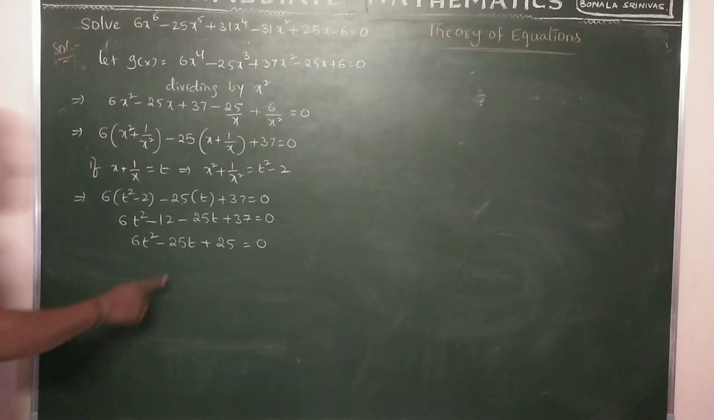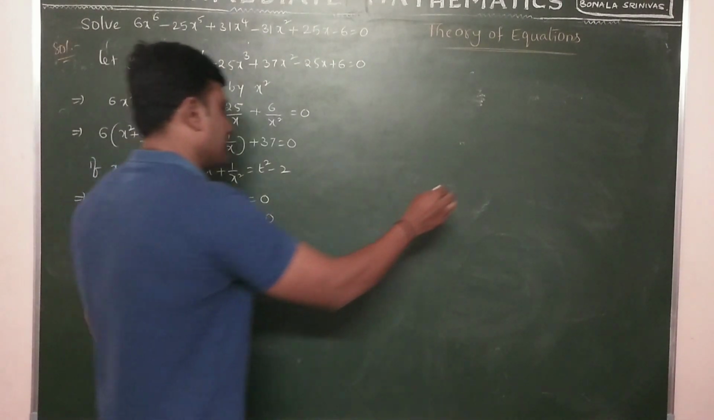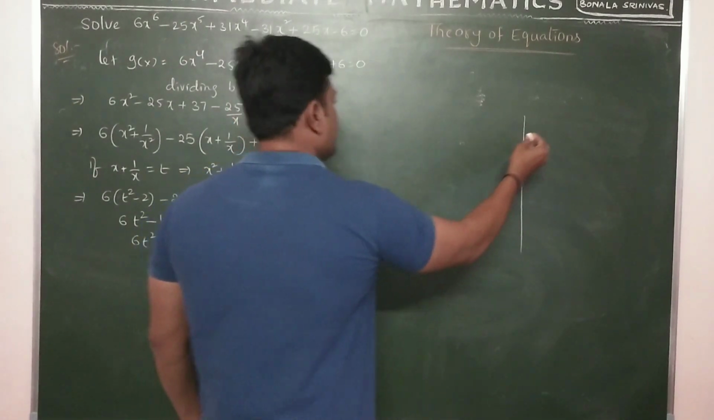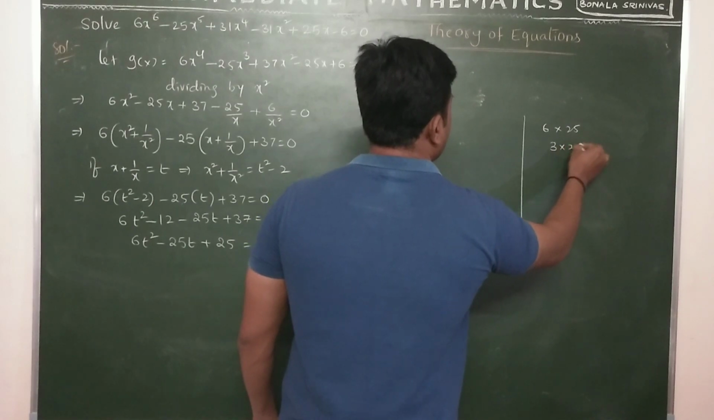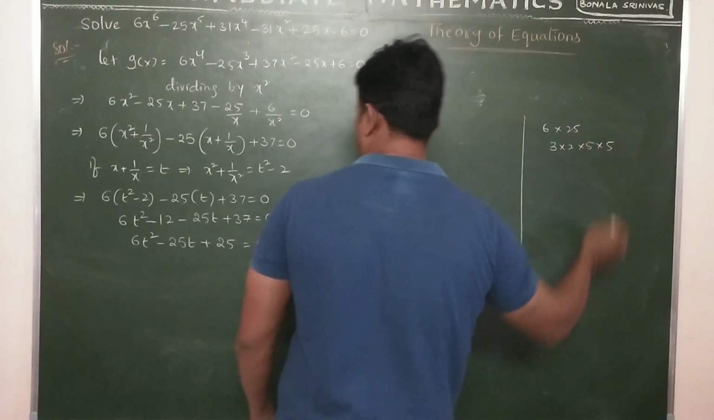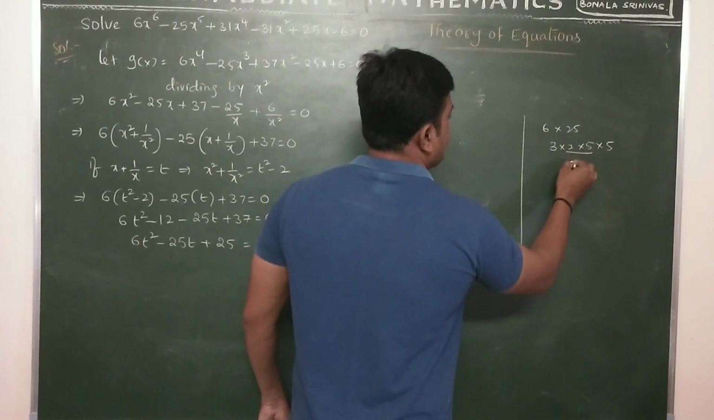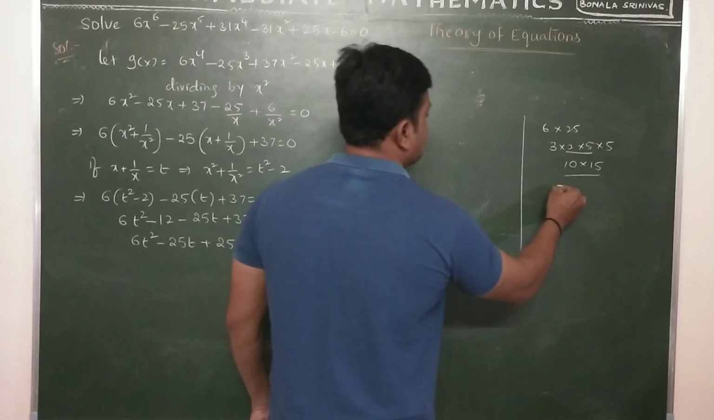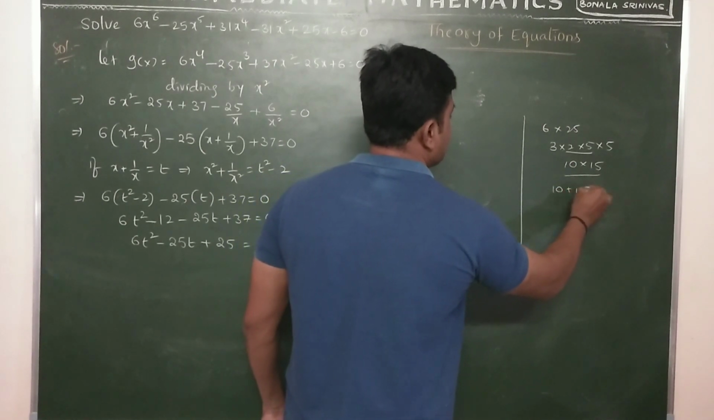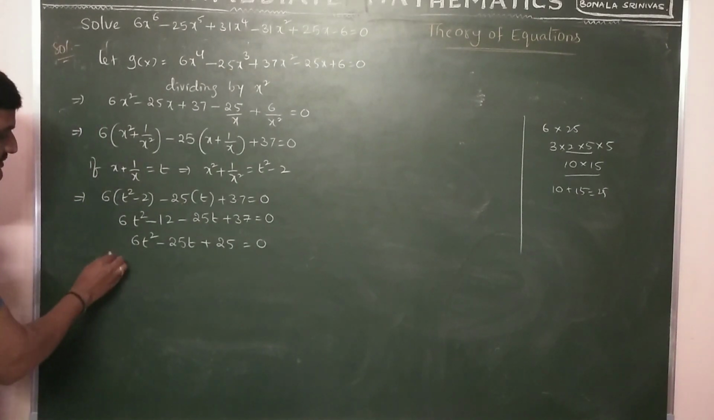How to solve this one? By taking splitting like this. 6 into 25, 3 into 2 into 5 into 5. Then how to get 25? Think: 2 fives are 10, 5 threes are 15. Yes or no? 10 plus 15 equals 25. Simply, then substitute.